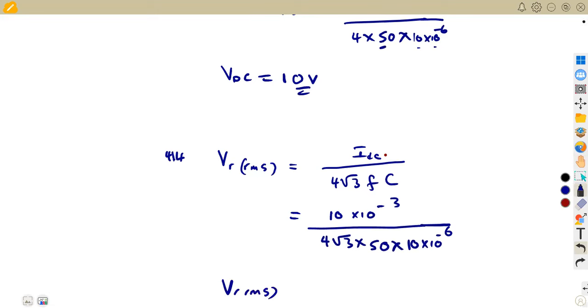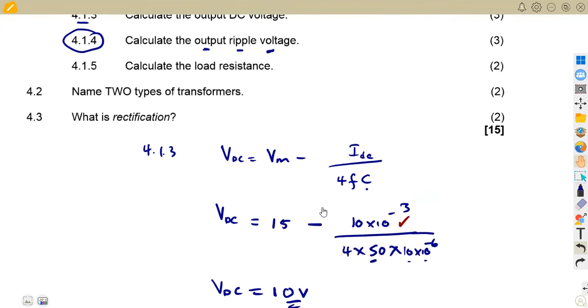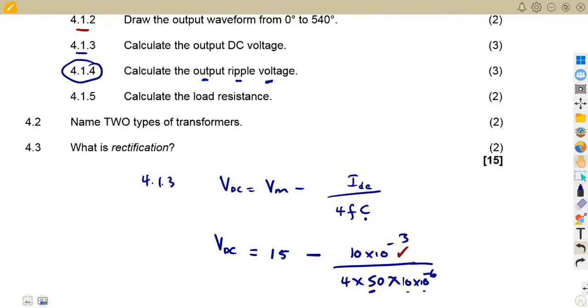All right, so simplifying this, we are going to obtain something like 2,887. So that's 2,887 volts. All right, that's the output ripple voltage in this case.